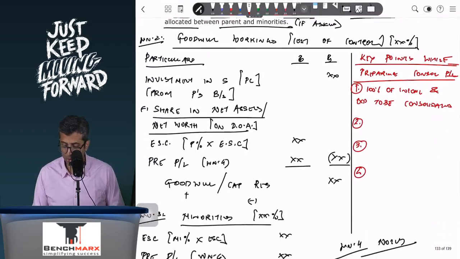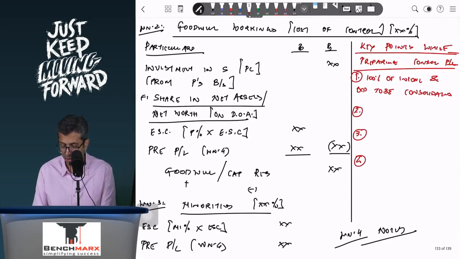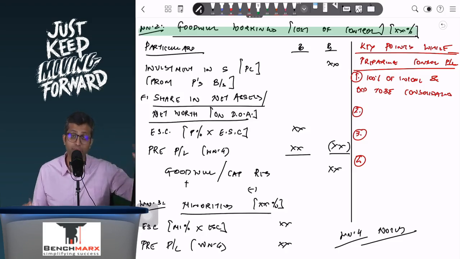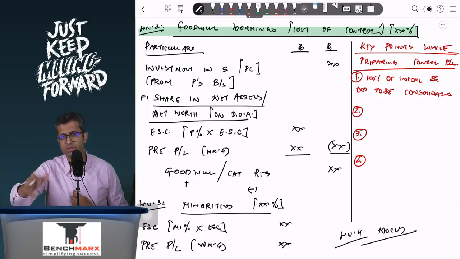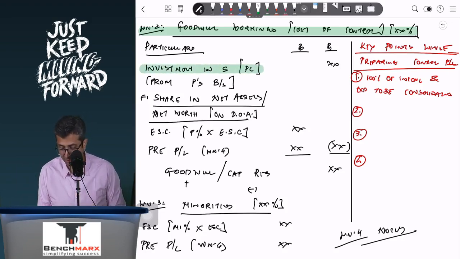You will have goodwill workings, and you can loosely call these goodwill workings even as cost of control. Now for your goodwill workings, you'll have to compare, usually like you do in amalgamation, purchase consideration with net assets to find the goodwill. However, the purchase consideration over here will not be separately shown, but your investment, which is there in the parent's books for the subsidiary, that must be your investment. So that is your purchase consideration, PC.